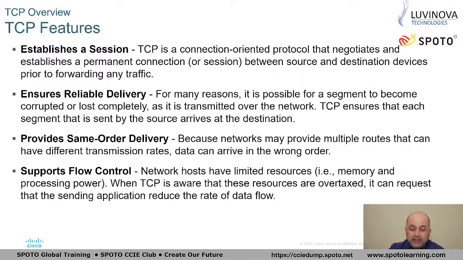Network hosts have limited resources. When TCP is aware that these resources are overtaxed, it can request that the sending application reduce the rate of data flow. So auto negotiation must always be the same. That's why TCP keeps looking for the best communication channel, and if it changes, it asks both sides to change their communication channel.